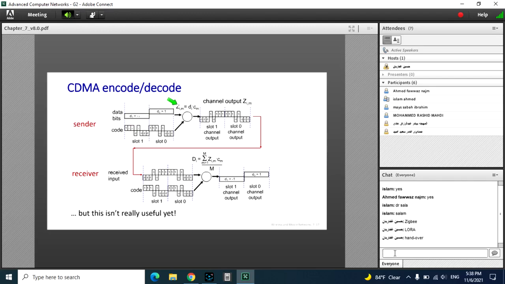Here, I have two data, with one single code. This is the code. You can see it's repeated for both of those data. The first data is +1 and the second data is -1.